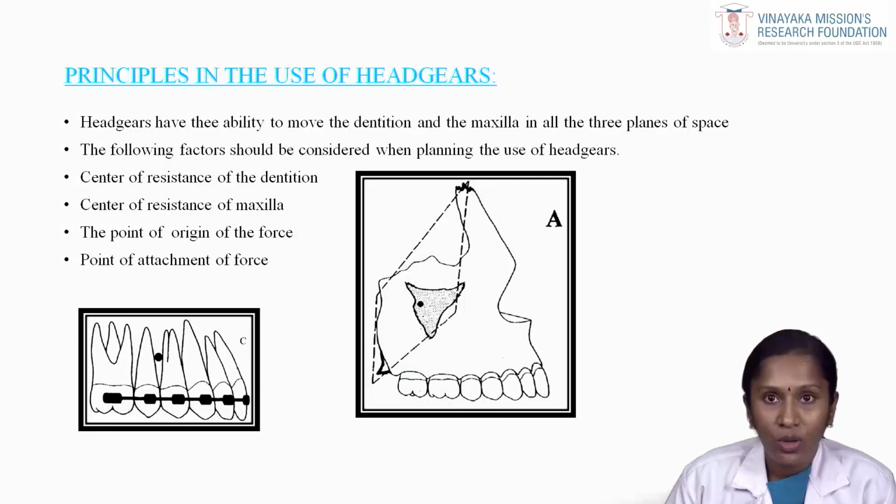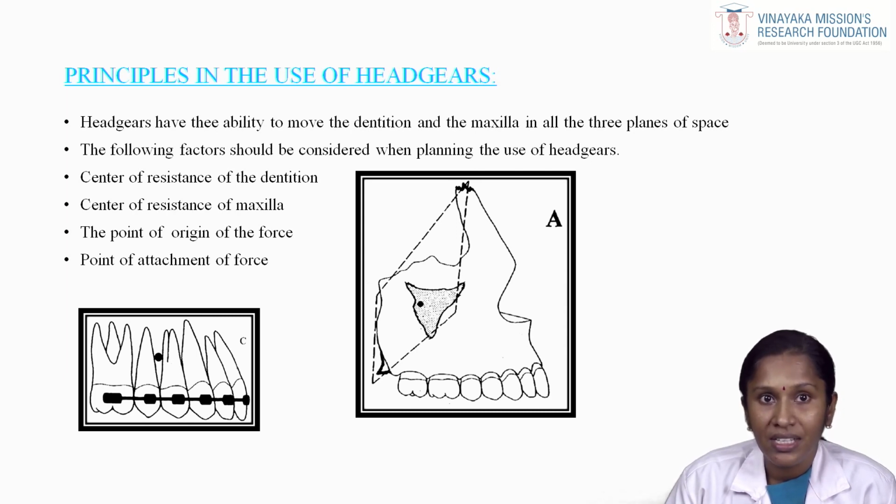Coming to principles in the use of headgears. Headgears have the ability to move the dentition and the maxilla in all three planes of space. The following factors should be considered when planning the use of headgears: the center of resistance of the dentition and center of resistance of the maxilla, the point of origin of the force, the point of attachment of the force.